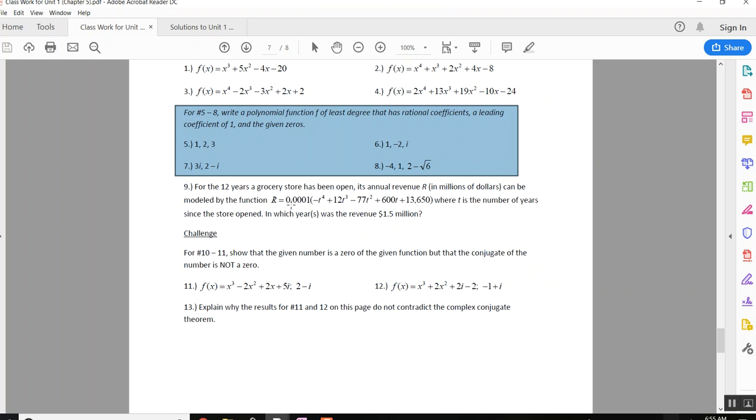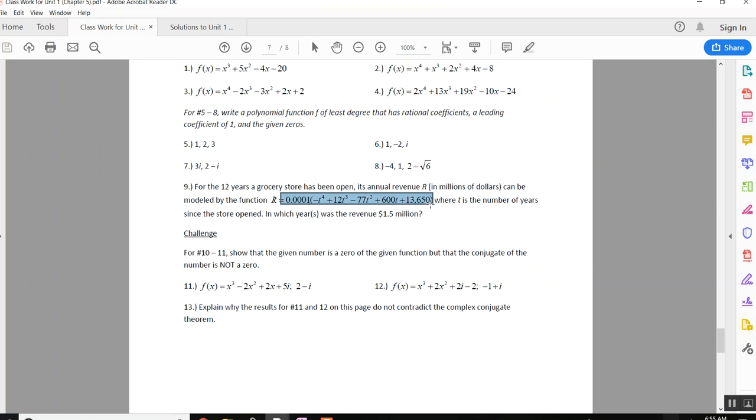For number 9, what you're going to want to do is set this expression equal to 1.5 million. So you're actually going to have to do 1, 5, 0, 0, 0, 0, 0, 0, right? Because it's 1,500,000. And you'll distribute the 0.0001 into this, move the 1.5 million from left to right, and just graph in your calculator. And then just find the x-intercepts. So that's what you could do for number 9. And don't worry about the 12 years. That just tells you how long you could use this function, but it doesn't really matter in the problem.